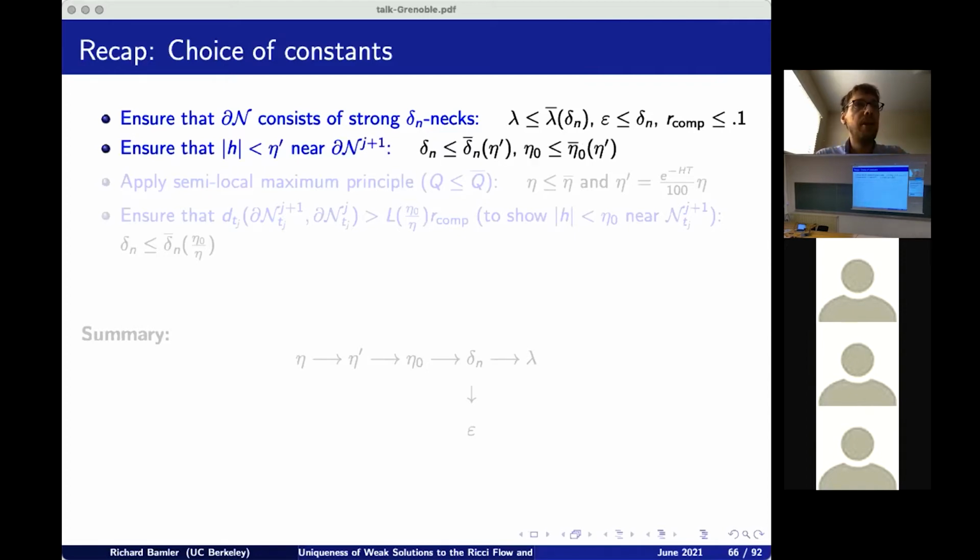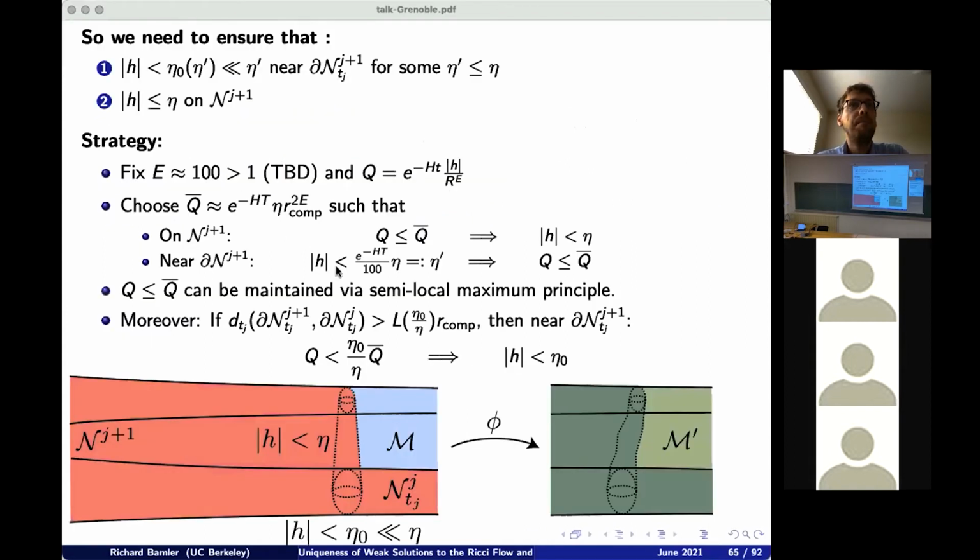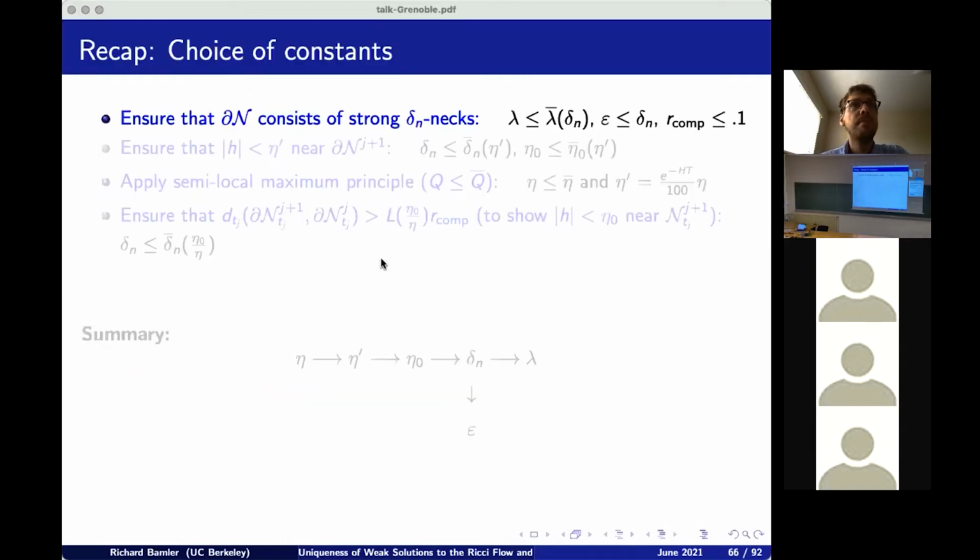Then when we solved the harmonic map heat flow equation, we wanted H to be less than some eta prime. And recall eta prime is basically some constant times eta, near the boundary of the comparison domain. In order to achieve this, we had to make sure that these regions look sufficiently neck-like, and that we're starting with some h that is even bounded by eta naught. Both of these had to be chosen small depending on eta prime.